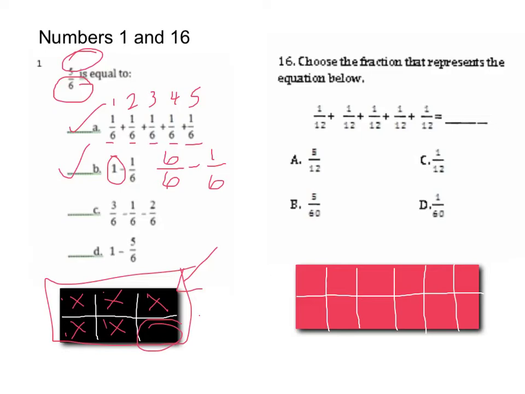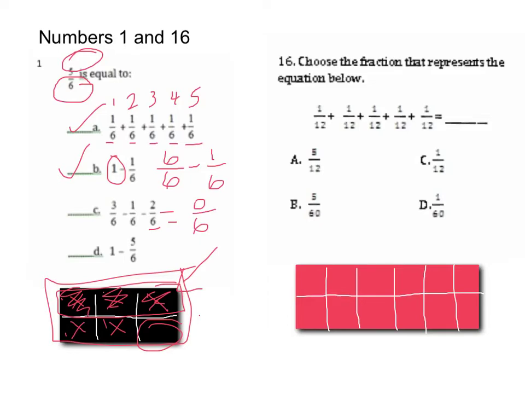Look at C. C says 3/6 minus 1/6 minus 2/6. Well, if you have 3/6, let's say here's our 3/6, and we take one of them away, you would have how many left? 2/6. Well, then you have to take 2/6 away. How many do you have left now? None. That would equal 0/6.